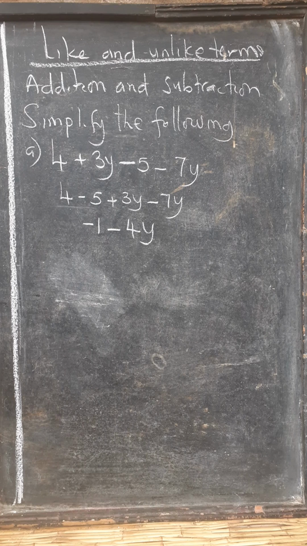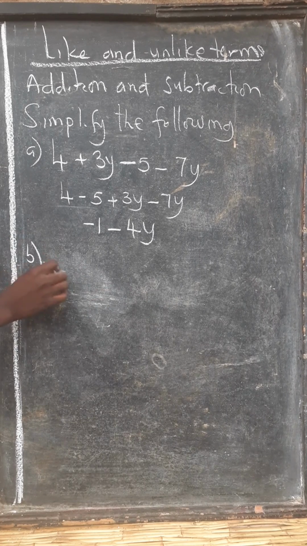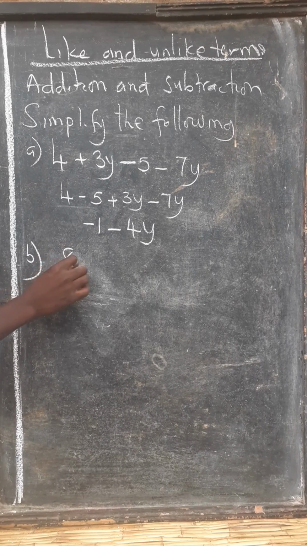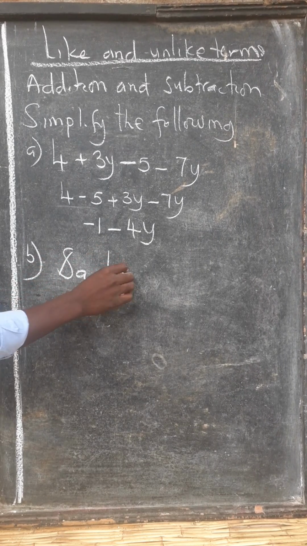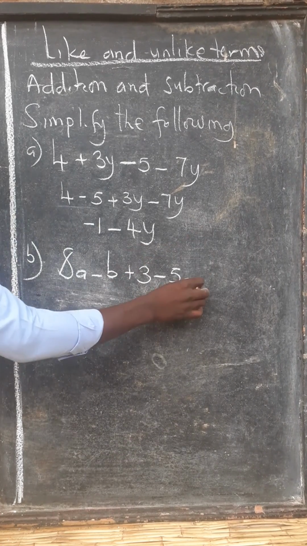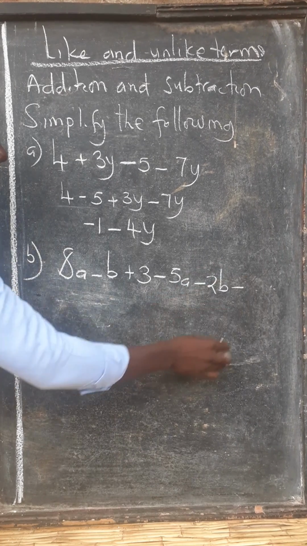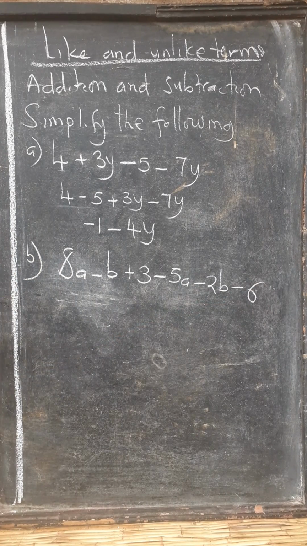The same applies to the second question. Let's look at the second question. We're going to have 8a minus b plus 3 minus 5a minus 2b minus 6. As you can see here, we've got 8a, which is different from the second term and the third term. But each term can be paired with another one. So that is what we're supposed to do.